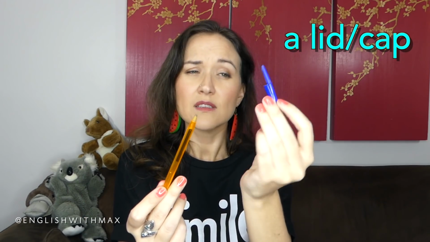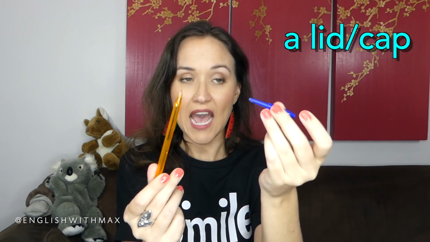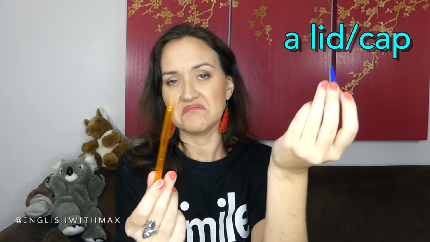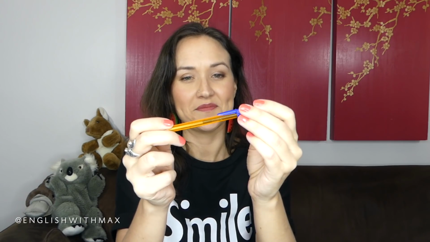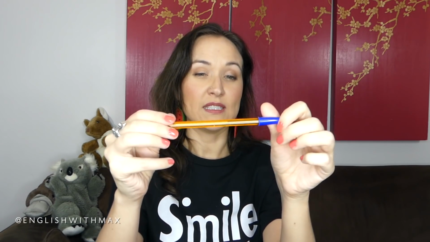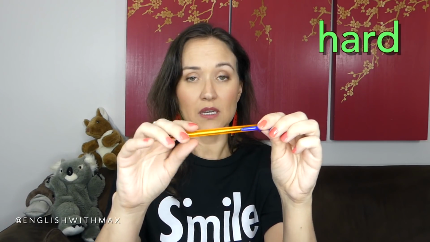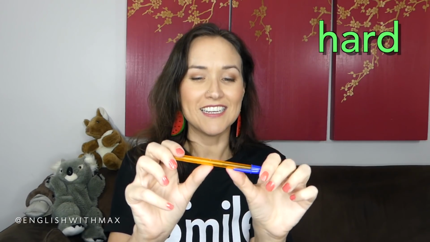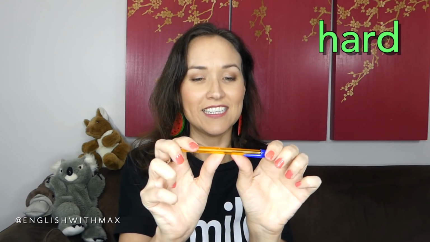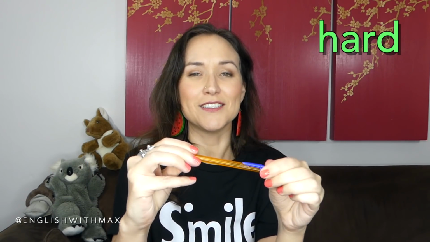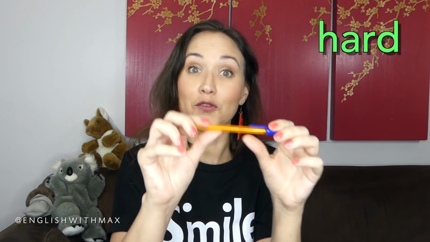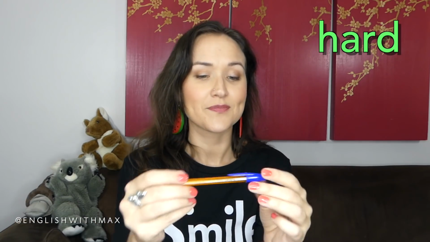This here is the lid. Some people would call this a cap, but I call this a lid. You can say either. Now, this is hard. I mean, it's not soft. If you bend it, it will break. There's an example of the conditional. If you bend it, it will break.